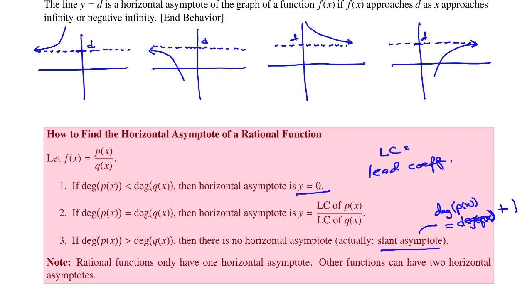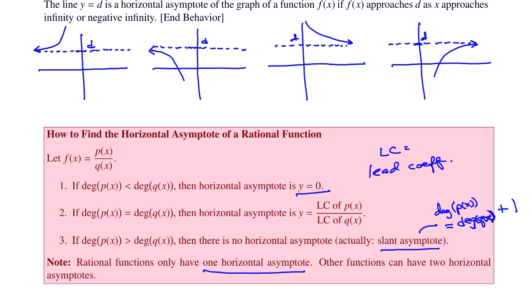Rational functions only have one horizontal asymptote. There are functions that can have a horizontal asymptote on the left and a different one on the right. Because horizontal asymptotes describe the end behavior, there's only these two. You can only have a left one and a right one.